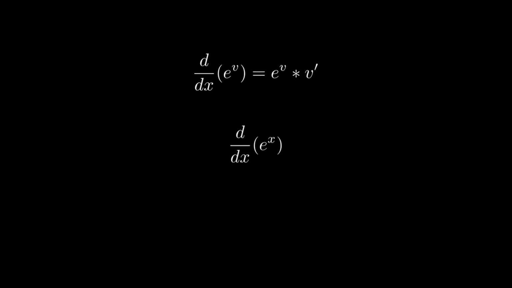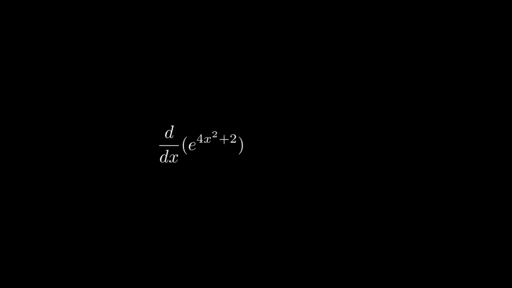Now let's quickly talk about Euler's number. So if we have something like the derivative of e to the power of v, then we just simply get e to the power of v times v prime. So if we get e to the power of x, then the derivative would simply be e to the power of x. Damn, how convenient. I love that Euler guy.